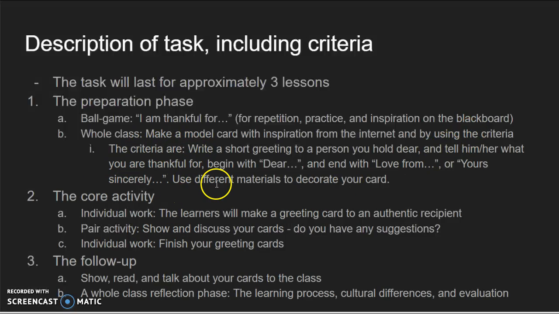are: write a short greeting to a person you hold dear and tell him or her what you are thankful for. You need to begin with dear, and end with love from or yours sincerely. Also, you will need to use different materials to decorate your card.